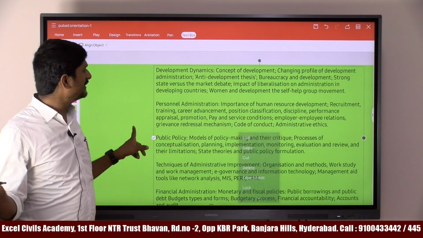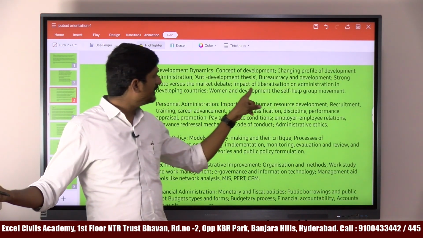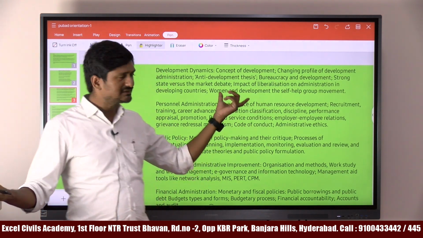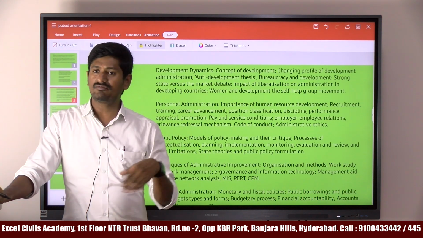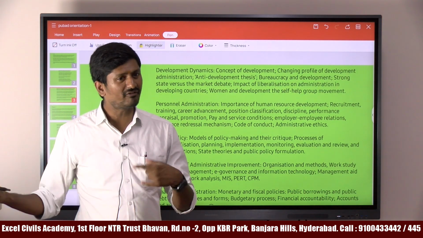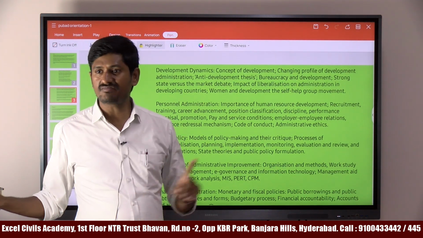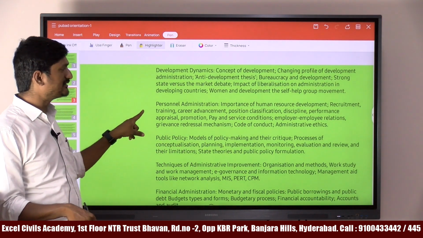So we will be studying in this process impact of LPG in administration in developed countries, women in development and self-help group movement. That's why these are the options. How to ensure development means development of women and women in development. Did you understand? Development of women and women in development. So such kind of approaches we will be studying here.